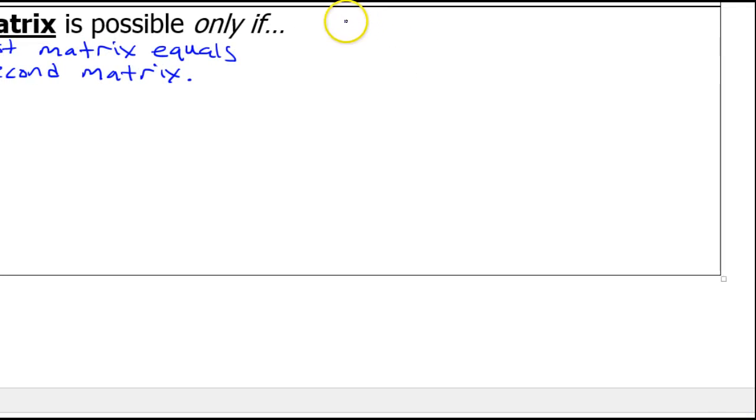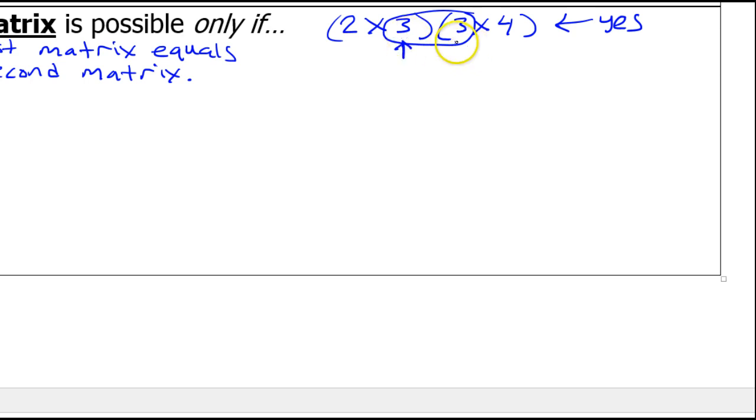Let's say the first matrix was a 2x3 matrix, and I wanted to multiply it by another matrix that was a 3x4 matrix. This would be okay. This would be a yes. I could do this because the inner dimensions are the same. The number of columns of the first matrix has to equal the number of rows of the second matrix. If you wrote them side by side, the inner dimensions would have to match.